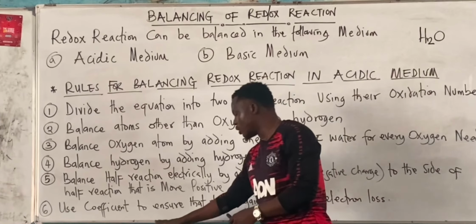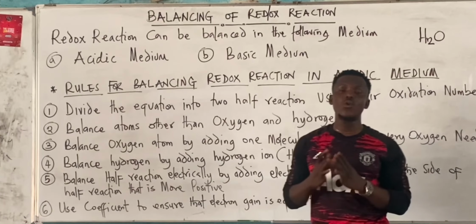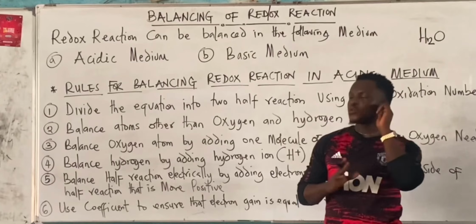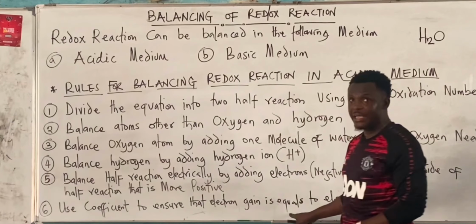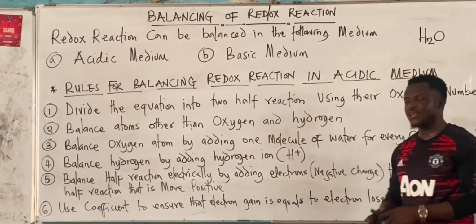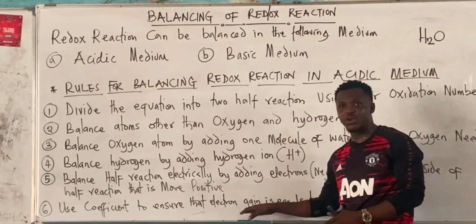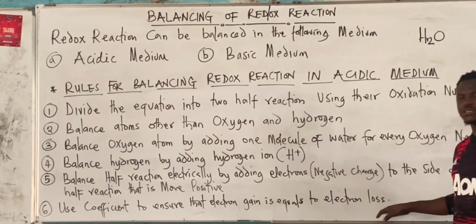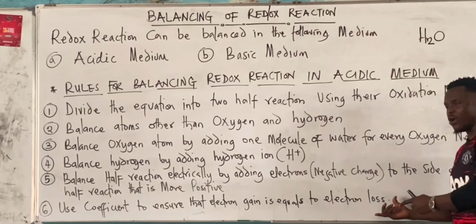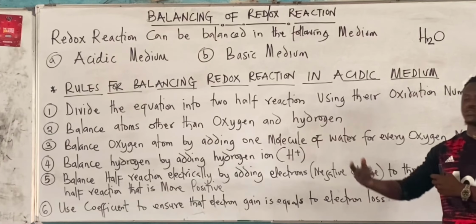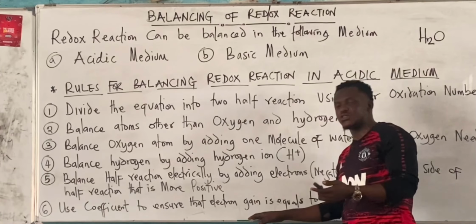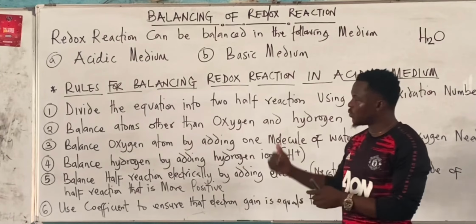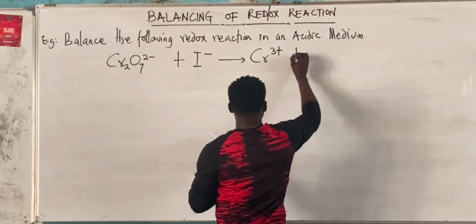The last but not the least says use a coefficient to ensure that electron gain, which is always in the reduction half cell, equals electron loss in the oxidation half cell, because oxidation is loss of electron and reduction is gain of electron, right? So having said that, we're going to take some few examples.